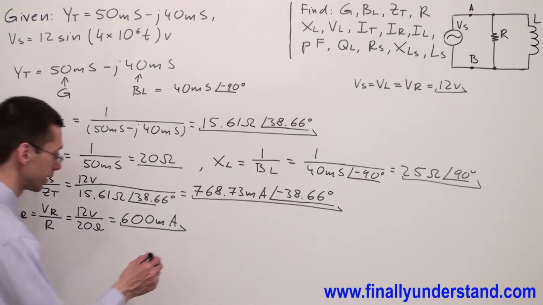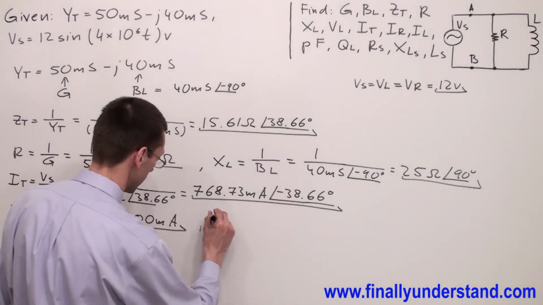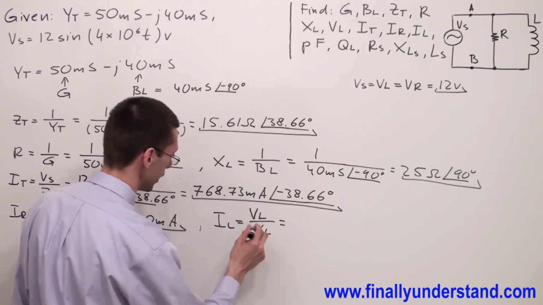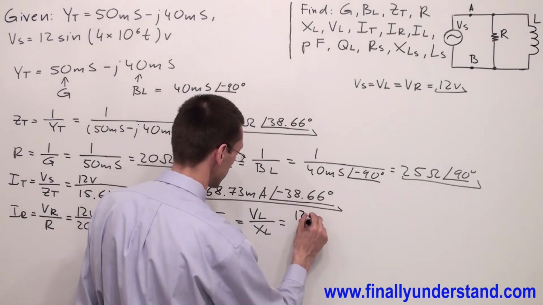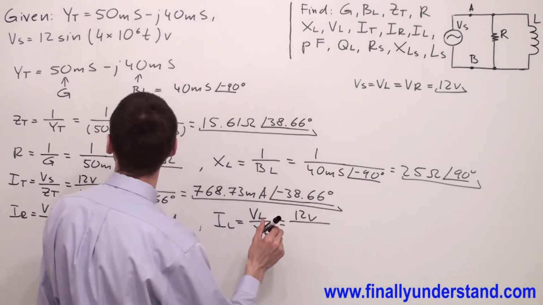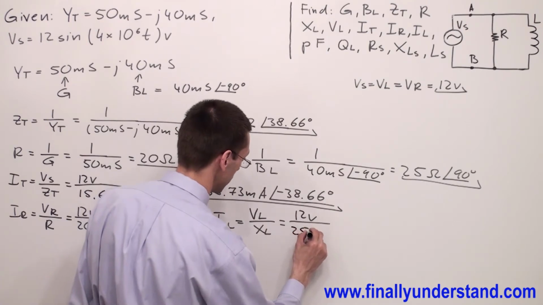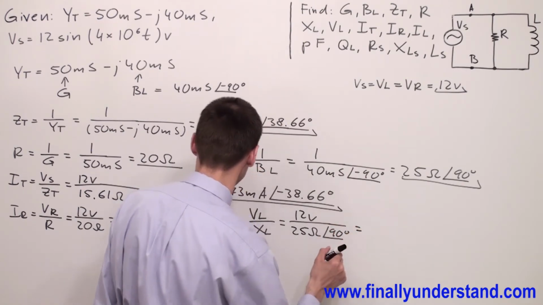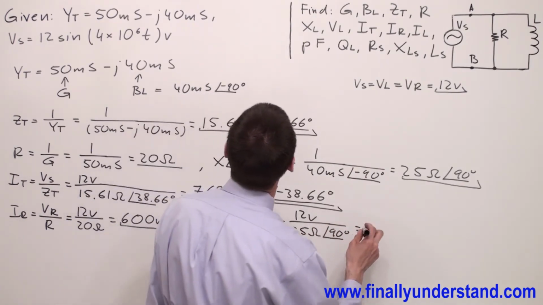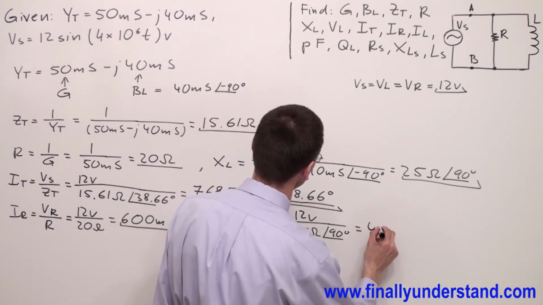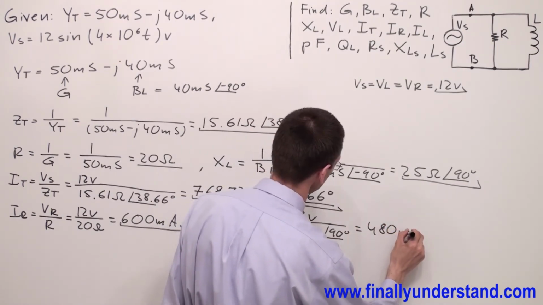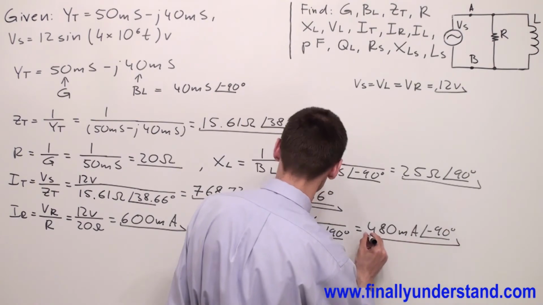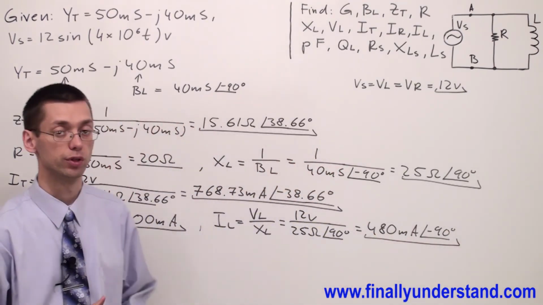Now we're supposed to find the current which goes through the inductor. IL is equal to VL over X of L, where VL is equal to 12 volts and X of L is equal to 25 ohms and angle of 90 degrees. So this is equal to 480 milliamps and angle of negative 90 degrees. So this is the current which goes through the inductor.